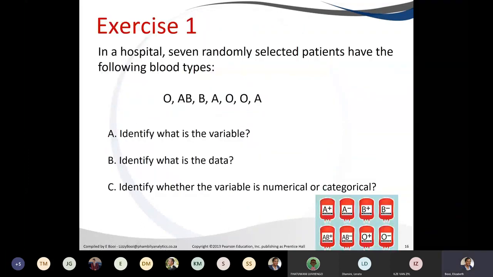And there is your other exercise. Since we understood what types of variables are, now, same exercise that we had previously in terms of the data, you need to identify here what the variable is, you need to identify what the data is, and you need to identify whether the variable that you have identified is numerical or categorical. You have 1 minute. It's not going to take you long.